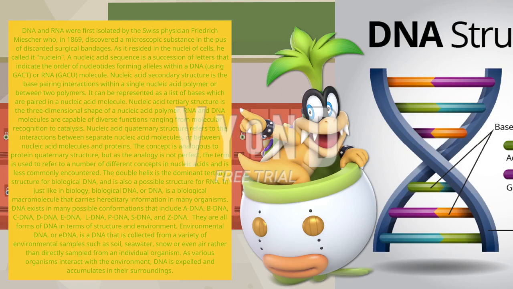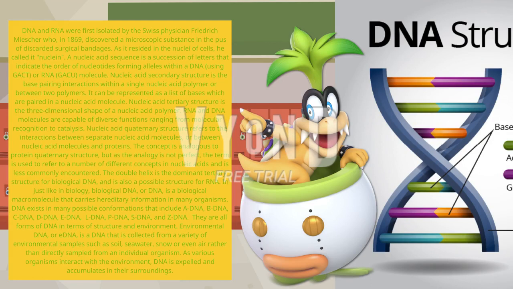The concept is analogous to protein quaternary structure, but as the analogy is not perfect, the term is used to refer to a number of different concepts in nucleic acids and is less commonly encountered. The double helix is the dominant tertiary structure for biological DNA, and is also a possible structure for RNA. Biological DNA is a biological macromolecule that carries hereditary information in many organisms.